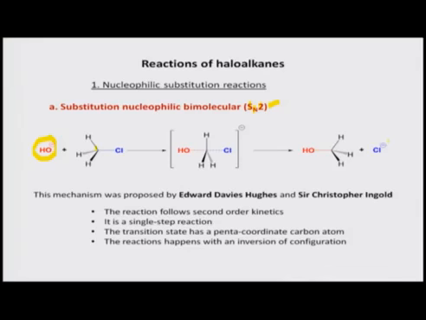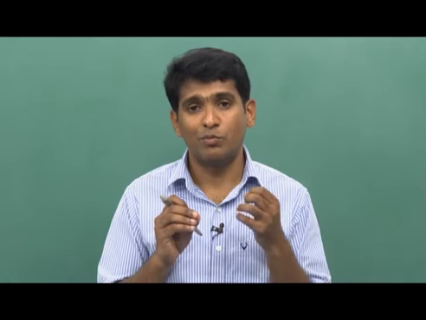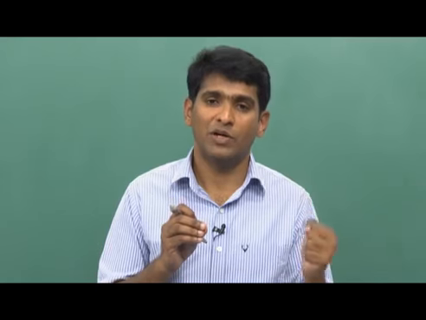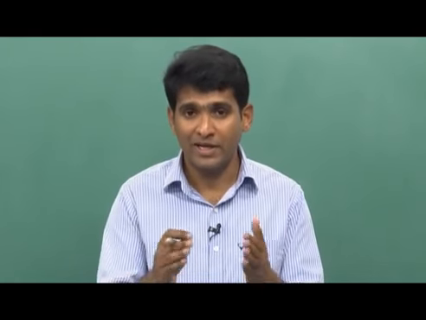It is a single step reaction, there are no intermediates formed, there is only a transition state. In the transition state, the carbon atom is bonded to the nucleophile and the halogen atom. In this case the halogen atom is called a leaving group, because this is the group that leaves. The carbon atom is bound equally to the nucleophile as well as the leaving group in the transition state of the reaction.